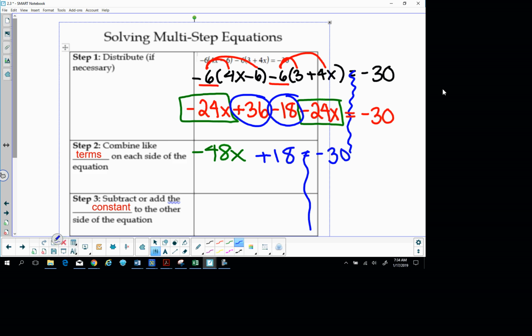Next thing I do is add or subtract the constant. So see, now it's a two-step equation, what you've been doing for the last 2 days. To get 18 to the other side, what do I need to do? Subtract, right? The inverse of adding is subtracting. Good. You get negative 48x equals negative 48.